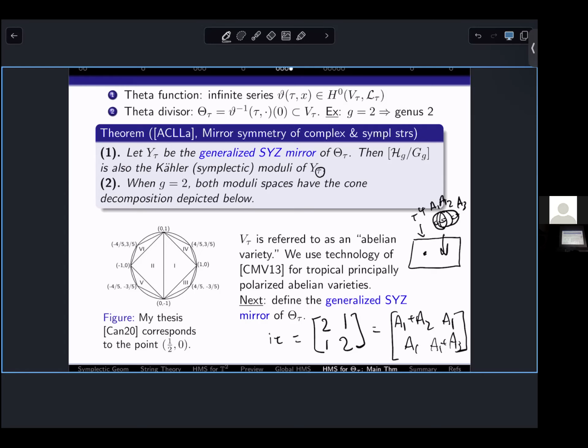So in my thesis, all of the A's had the same area. A1 equals A2 equals A3 equals 1. And I also didn't think about this global thing. You probably have two-way mirror symmetry, right? You can also study the category of that single guy.